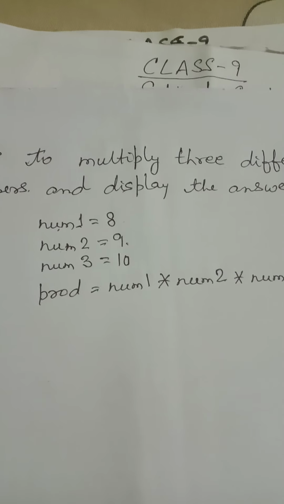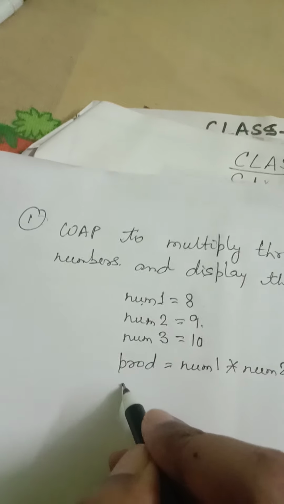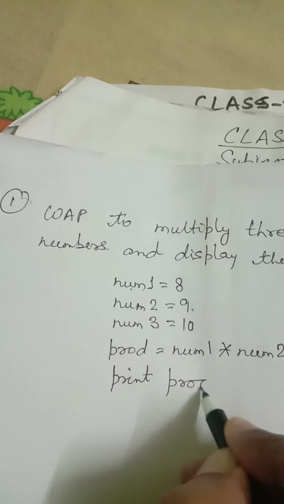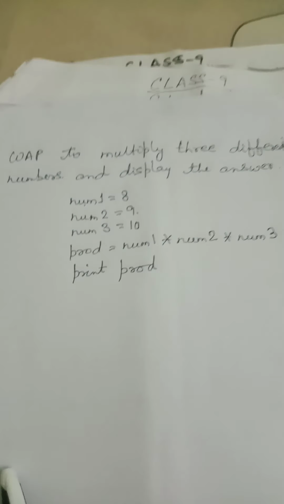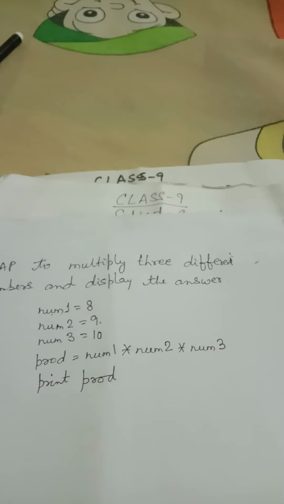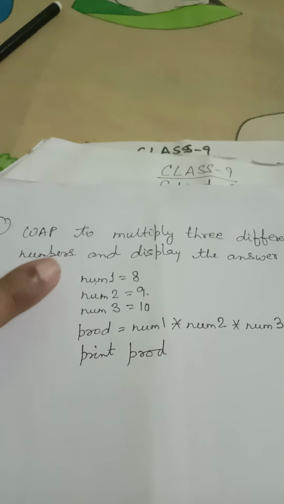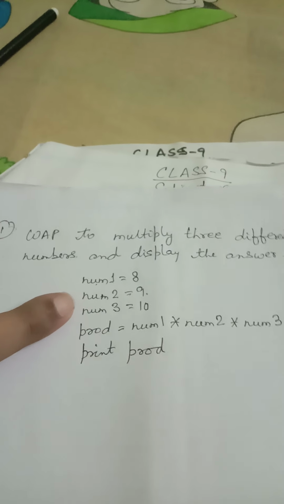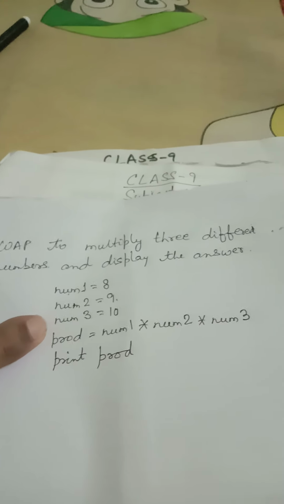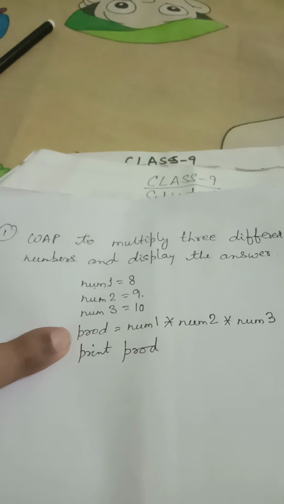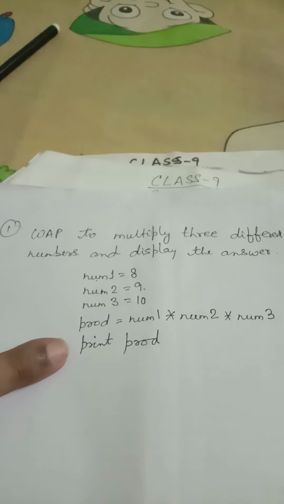Now I can print the product. So this is a simple program of multiplying the three numbers and displaying the answer. Num1 is equal to 8, num2 is equal to 9, num3 is equal to 10. I have multiplied the three numbers, stored the answer in a variable, say product, and I have printed that answer.